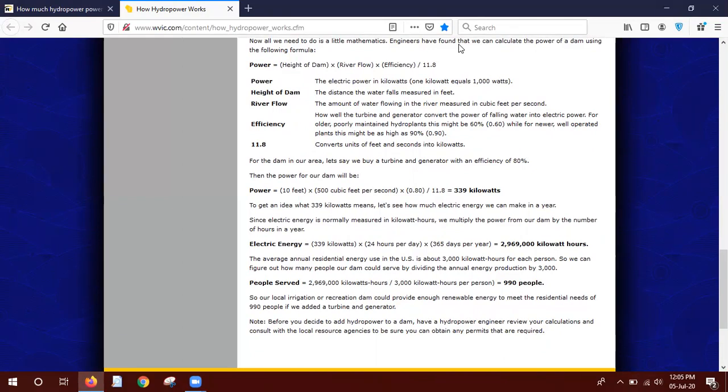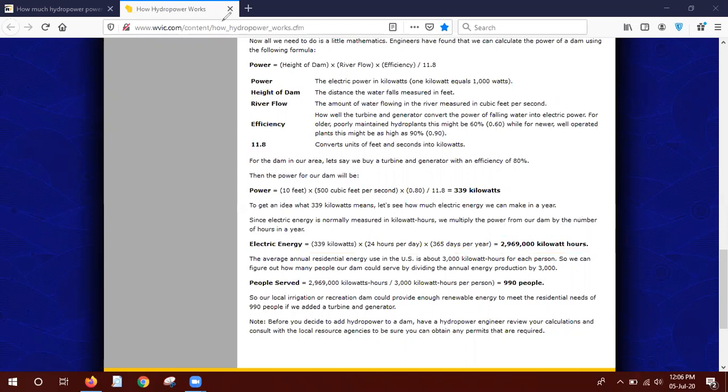Let me write one more time. To find the energy, we take the power, which is 339 kilowatt, and 24 hours. For a year, we need to calculate how many hours: 24 hours per day and 365 days in a year. If you multiply everything, that will be the total number of hours in the year. That is the kilowatt hour. And you see the difference: power is in kilowatt, and energy is in kilowatt hour. That's how we calculate the power of a hydroelectric power plant.